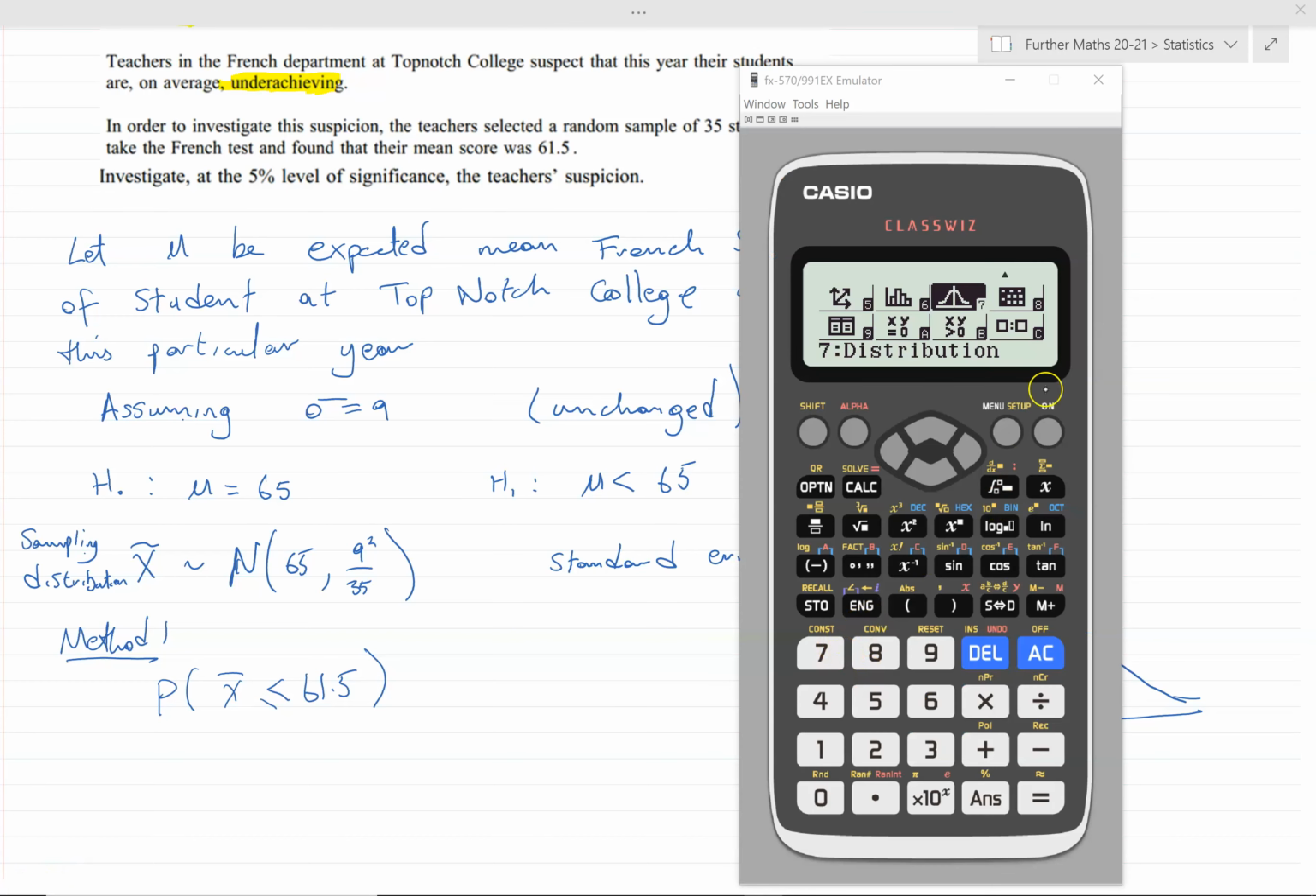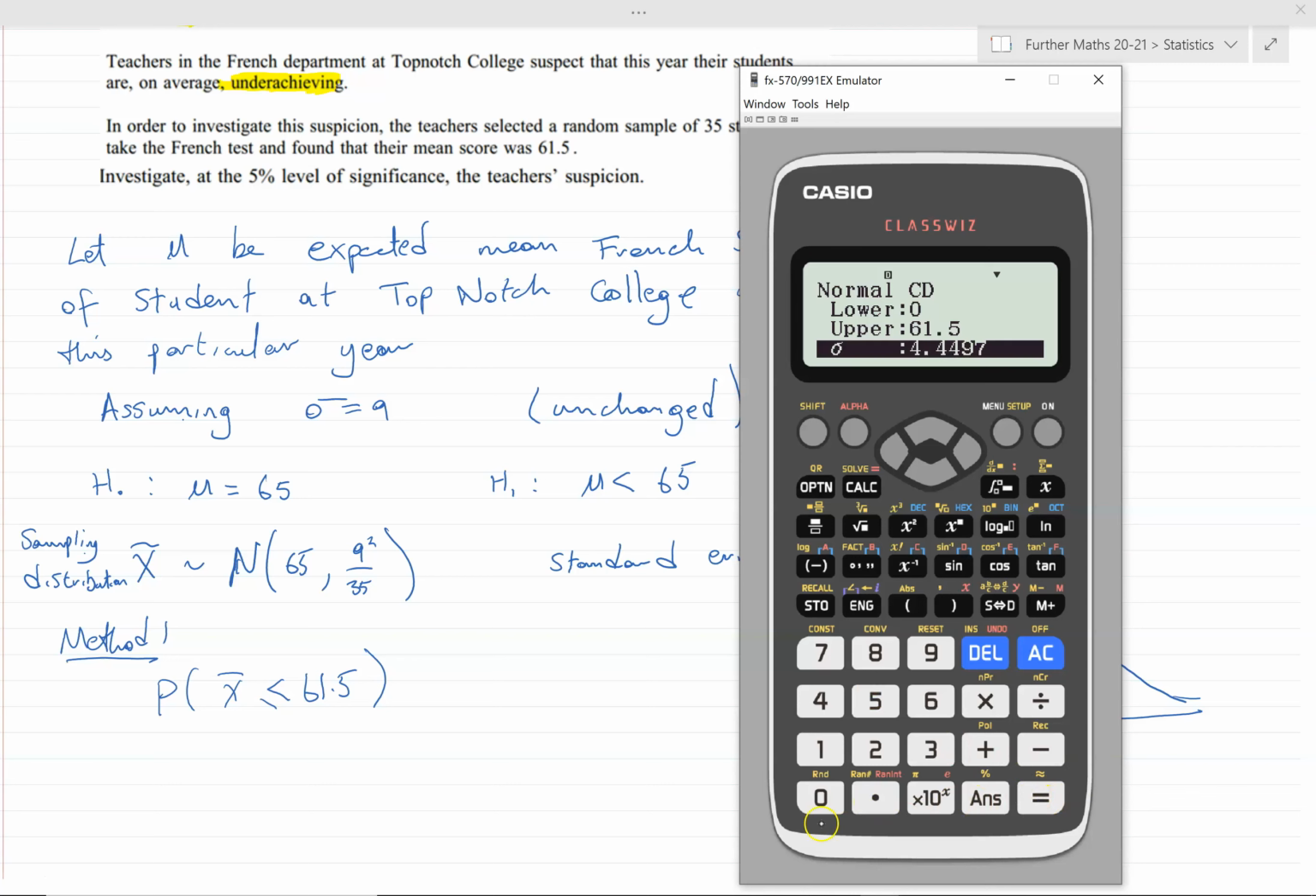So let's go for menu 7, PD. Now we need to give a lower value because we're on the lower end of the tail. 0 is going to be plenty small enough, because the standard deviation is quite small and the mean is 65. 0 is way off, very, very small for this distribution. So that's good enough. Upper is 61.5.